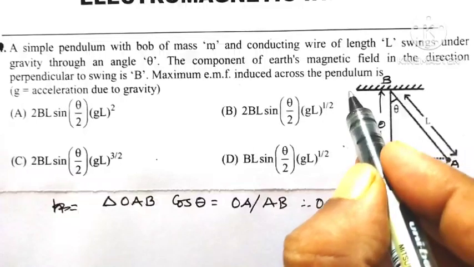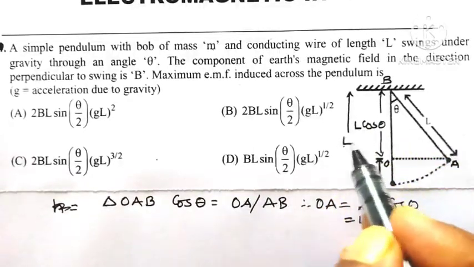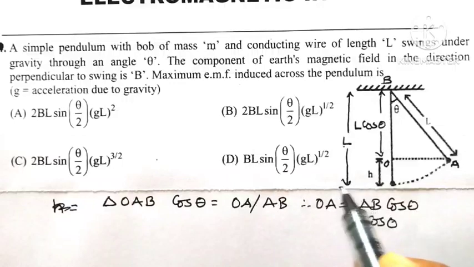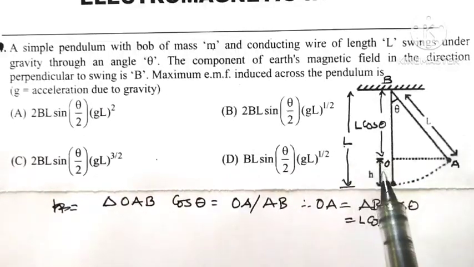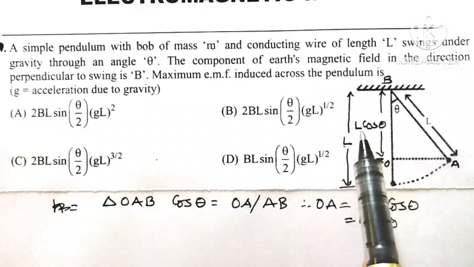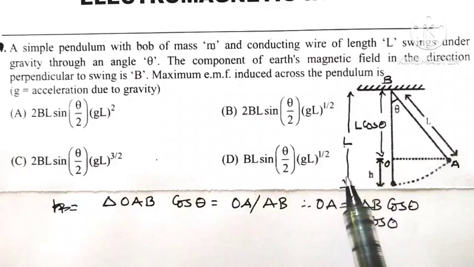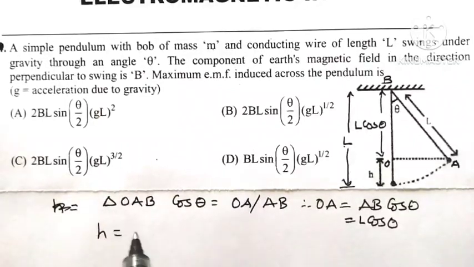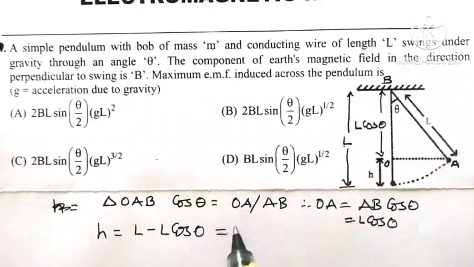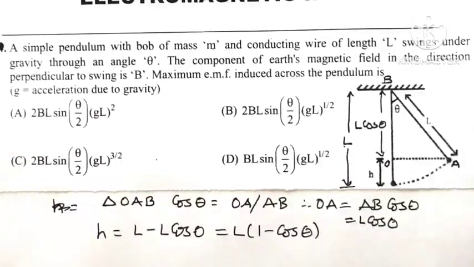The length of the pendulum is L. Now from this, h is equal to L minus L cos theta, the total length L minus L cos theta. Now what can be taken common? L is taken common, so h is L into 1 minus cos theta.